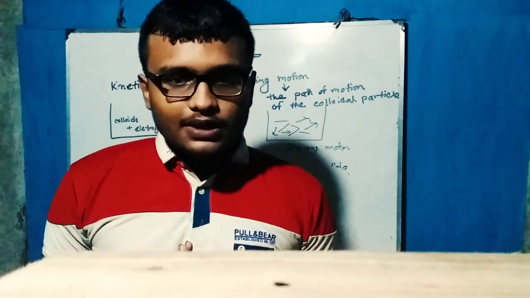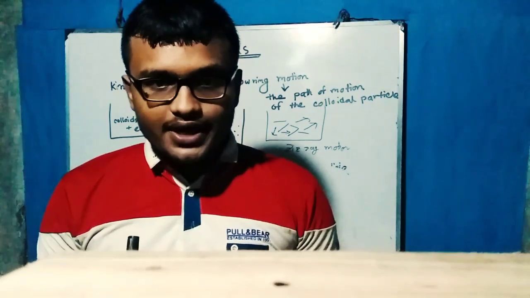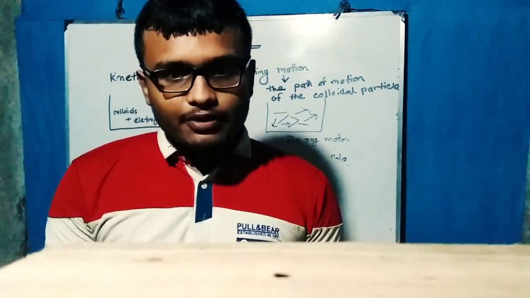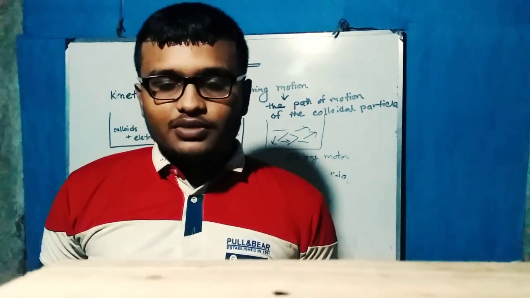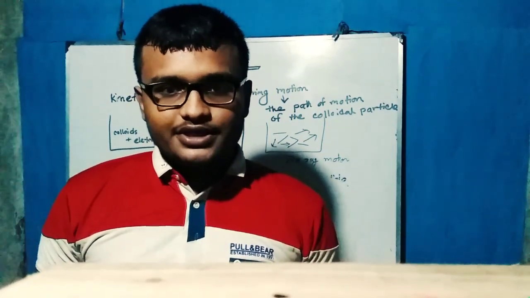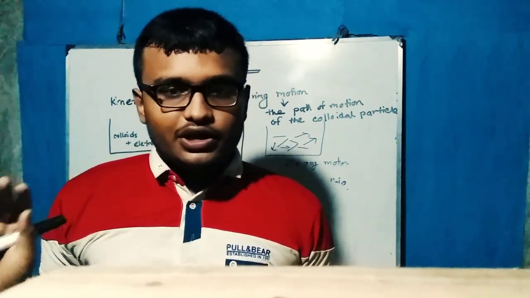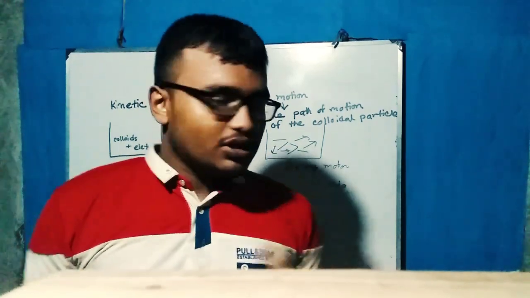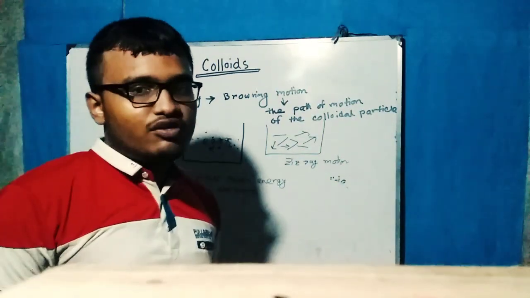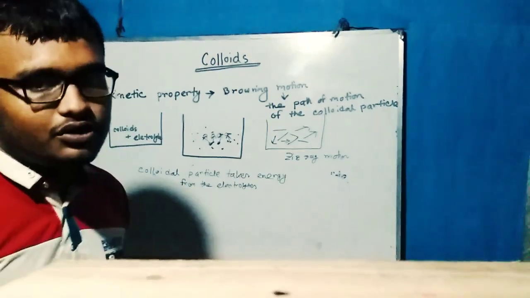From where is the colloidal particle getting energy? The colloidal particle is getting energy from the small electrolytes. Think about the crowd: you are standing in a crowd, but due to the presence of a lot of people, you are going in different directions. It is not by your energy, you are getting energy from the other people. So the colloidal particle is getting energy from the electrolytes, and the motion is zigzag motion. That is the Brownian motion.